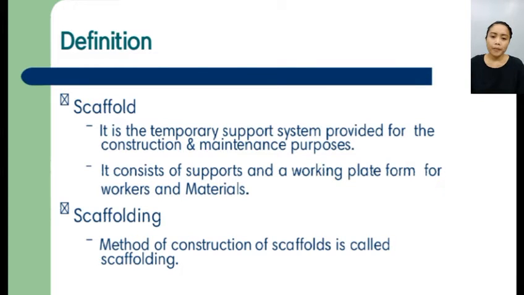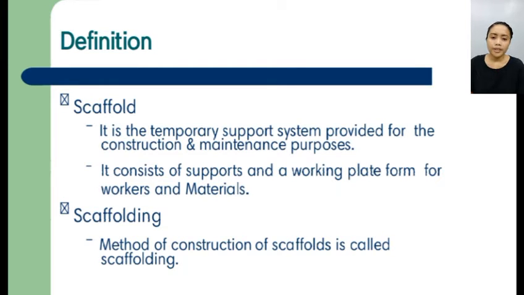Scaffolds are a temporary structure to provide a platform at different levels of a building for workers and materials. It is used when the height of a wall, column, or other structural member of a building exceeds about 1.5 meters. It is the temporary support system provided for construction and maintenance purposes. It consists of supports and a working platform for workers and materials.